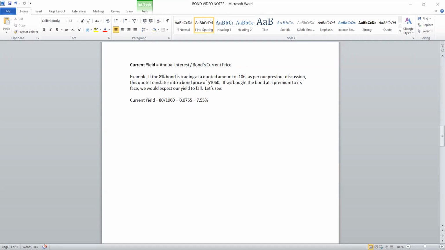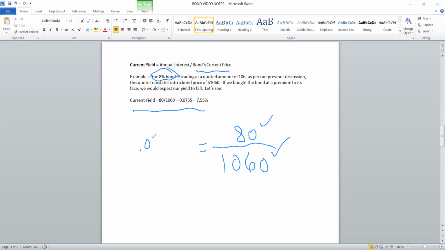So let's see. Okay, let me draw this. We have the 8% bond. So that means $80 annual interest, because here's the calculation that we're doing, divided by the bond's current price. Well, what is it? It's trading at 1060. Okay, you're going to get $80 a year until the bond matures, and you chose to buy it at a premium of 1060. So if we did this calculation, what would we have? And I did it for us, 0.0755. I'd encourage you to do that on your calculator. Pause the video. And this is 7.55%.